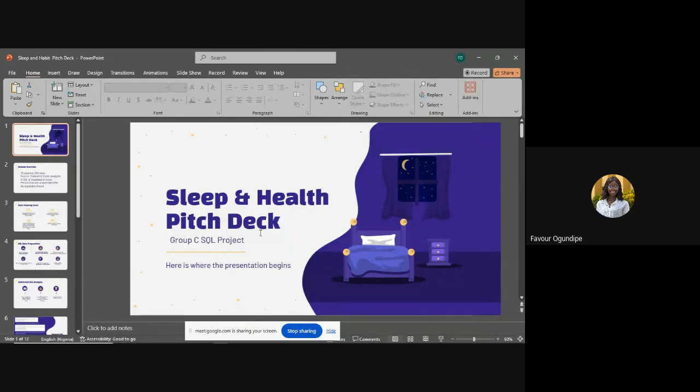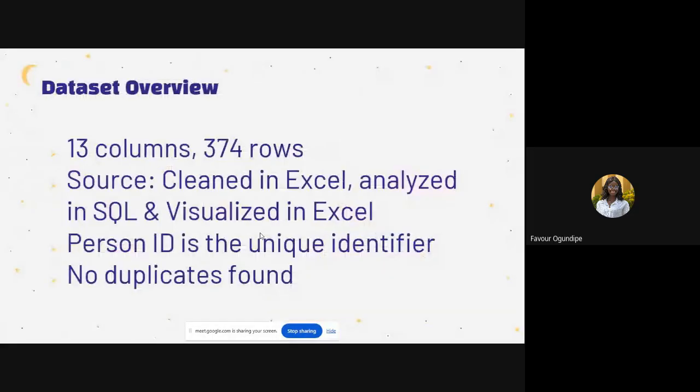Okay. Our project is focused on sleep and health, and I'll be giving a scenario. So imagine it is 2 a.m. and you're still tossing and turning in bed, knowing you have to be up at 6 for work. The next morning, you drag yourself out of bed, stressed, tired, and unfocused. Now multiply that by hundreds of people across different jobs and lifestyles, each one dealing with their own sleep struggles. That's exactly what our project set out to explore: how sleep connects with stress, health, and daily habits.